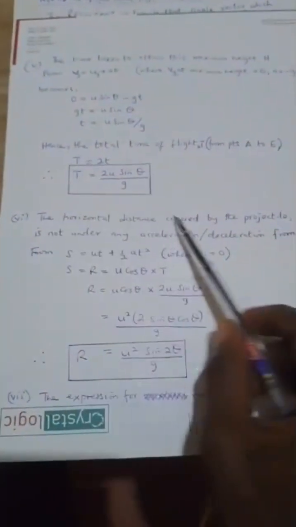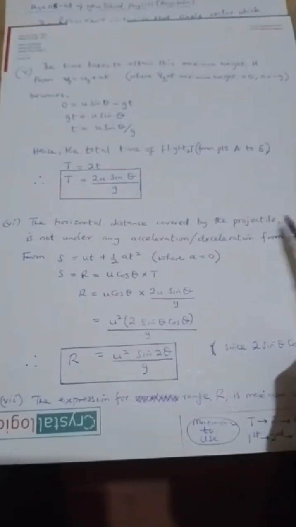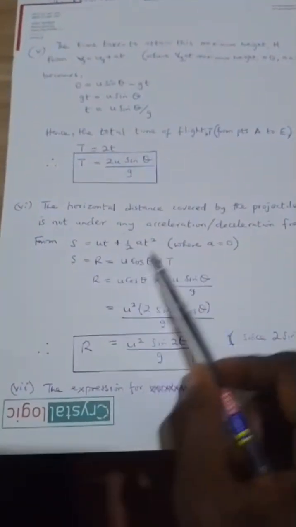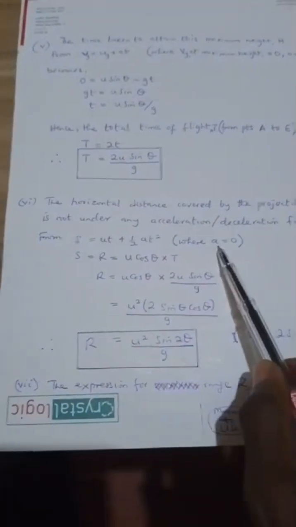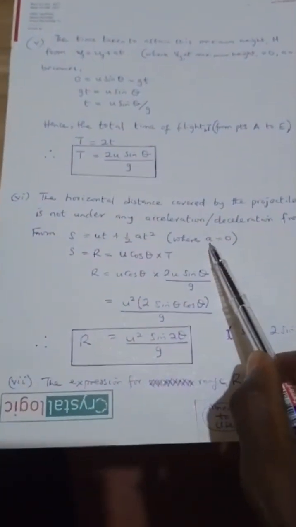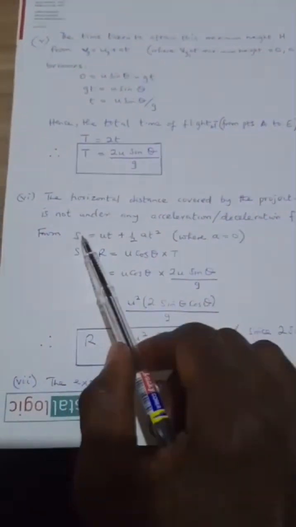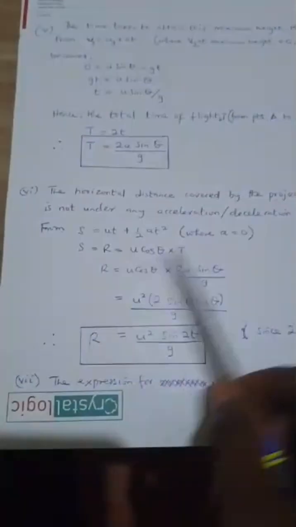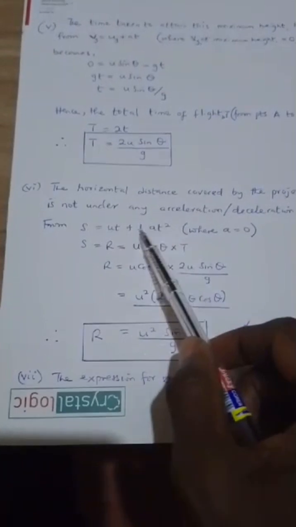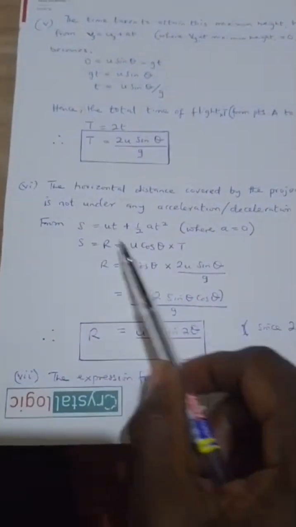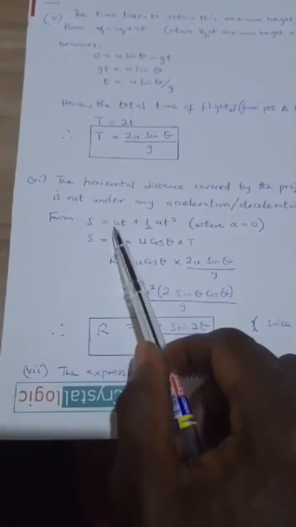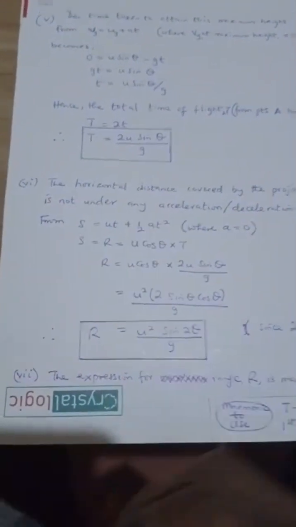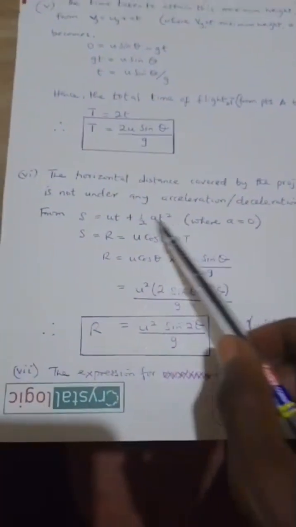Alright, so to get the horizontal distance covered by the projectile, r, which is the range, we slot it into this second equation of motion. The half at squared evaluates to 0 because there's no acceleration due to gravity for horizontal motion. The object doesn't lift off the floor. So r becomes, we're left with just ut. And our u is u cos theta, that's the horizontal component of the initial velocity, times t.